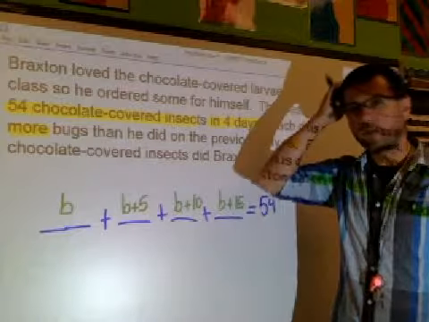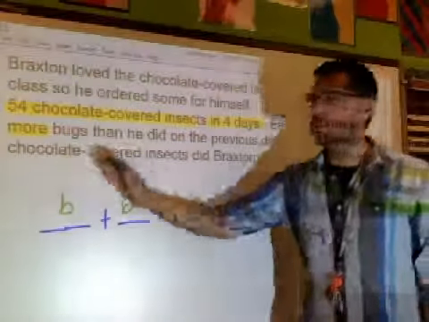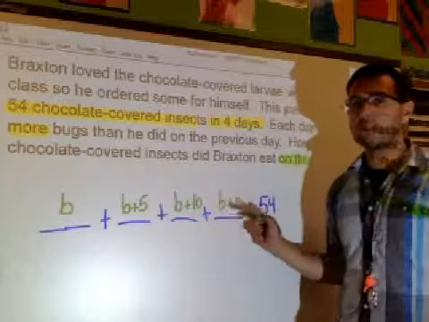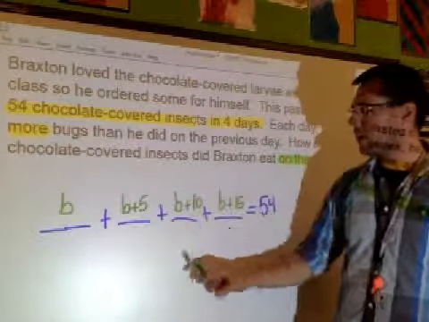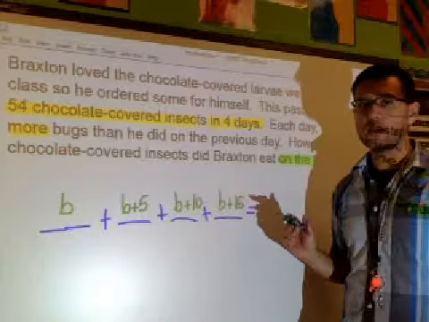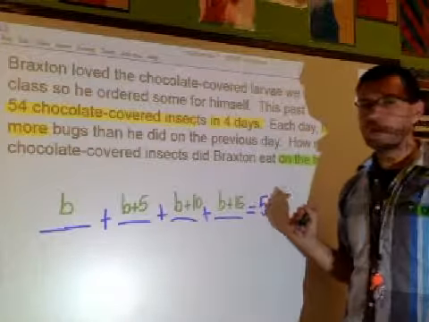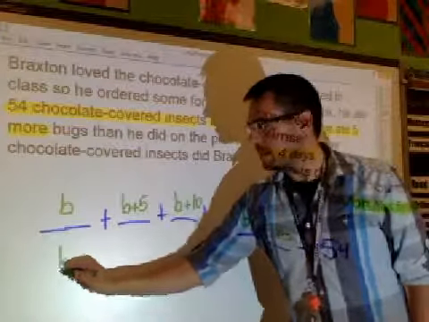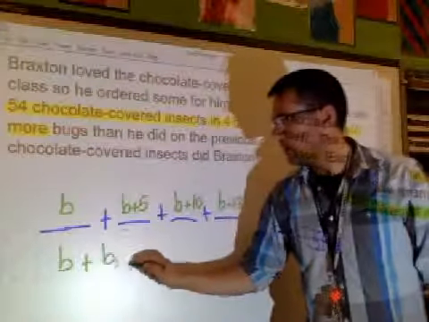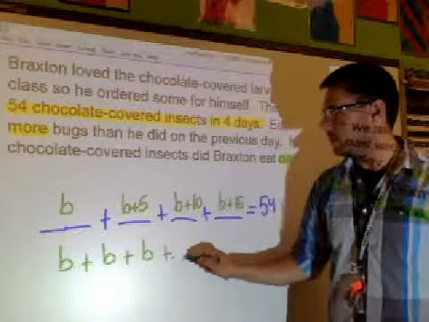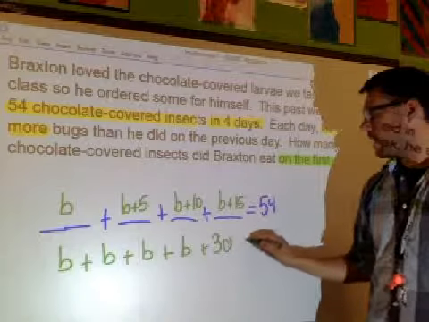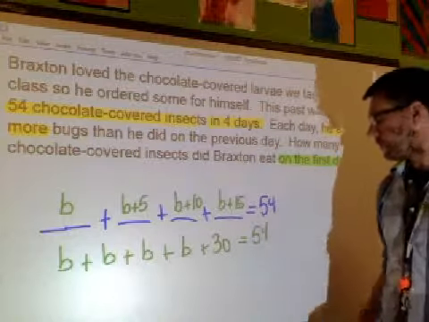All right, that sounds confusing, right? So let's try and simplify all of that. Let's try and add all the things together that are the same. So here I have 5 plus 10 plus 15. What's 5 plus 10 plus 15? That's 30. So I'm just going to rewrite this. Braxton had B plus B plus B plus B plus 30. And all of that equals 54.